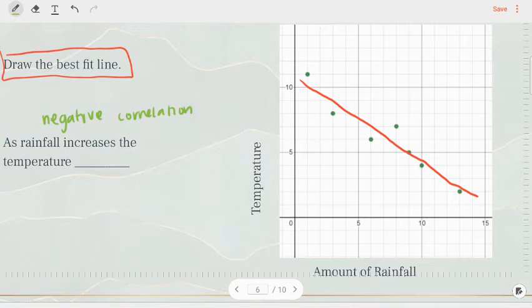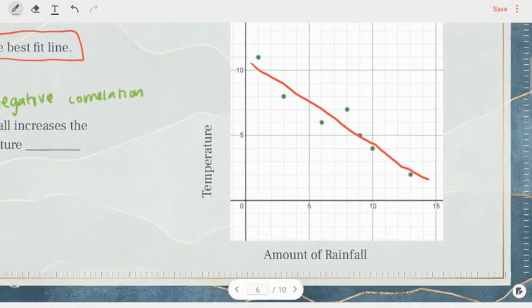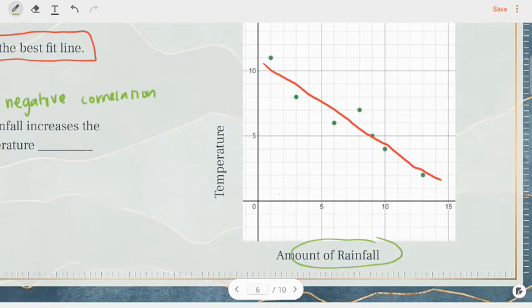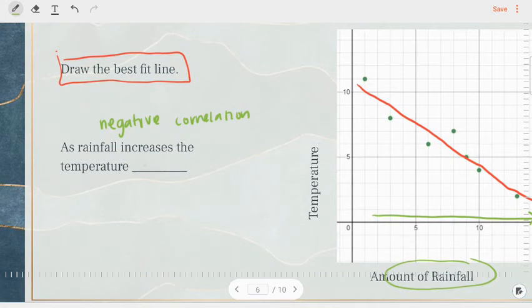As the rainfall increases, so as I get further and further this way, going up and up and up, what happens to my temperature? Is the pattern going up or down on my graph? Well, the temperature is falling, so it is decreasing. Okay, notice I've got that opposite pattern. Rainfall increasing, temperature decreasing. So an obvious negative correlation.